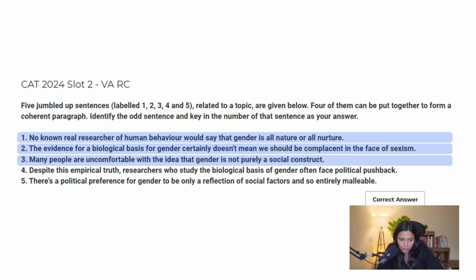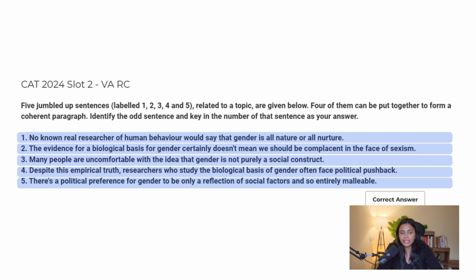Many people are uncomfortable with the idea that gender is not purely a social construct. Could be, could not be, mixed feelings. Despite this empirical truth, which empirical truth? Definitely not an opening sentence. There's a political preference for gender to be only a reflection of social factors and so entirely malleable. Could be, but no. But to me, sentence 1 feels like the strongest opponent for the opening sentence.